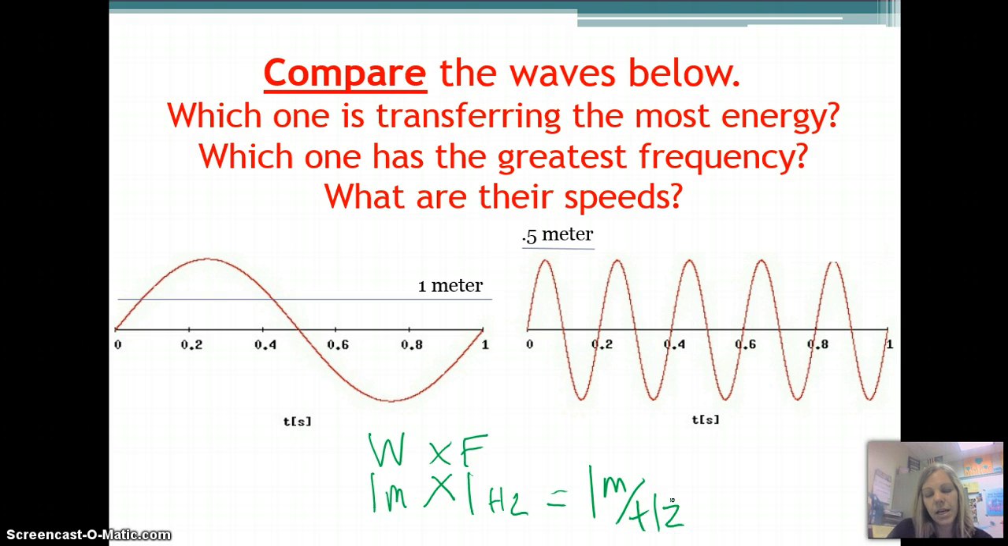Next, let's do the second one. Go ahead and take a second and figure out what the speed will be on this one.